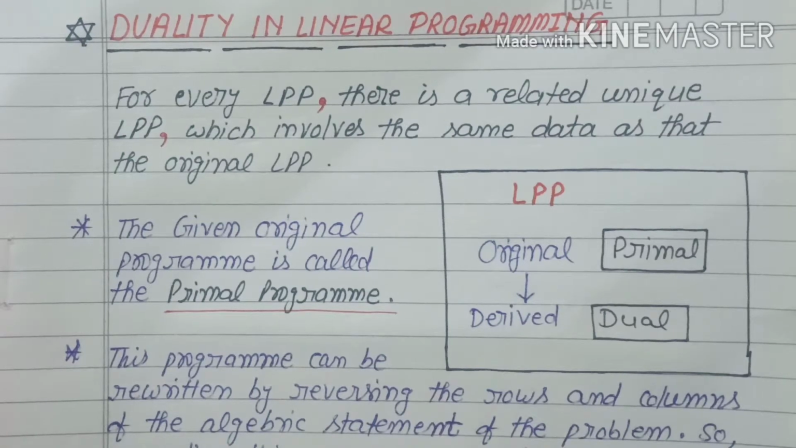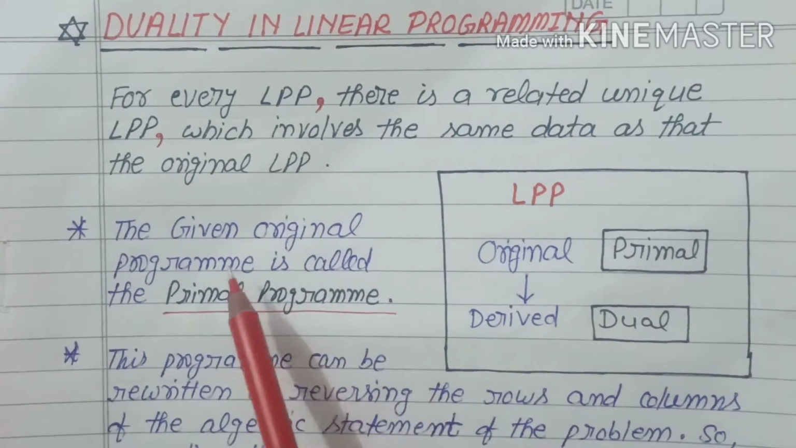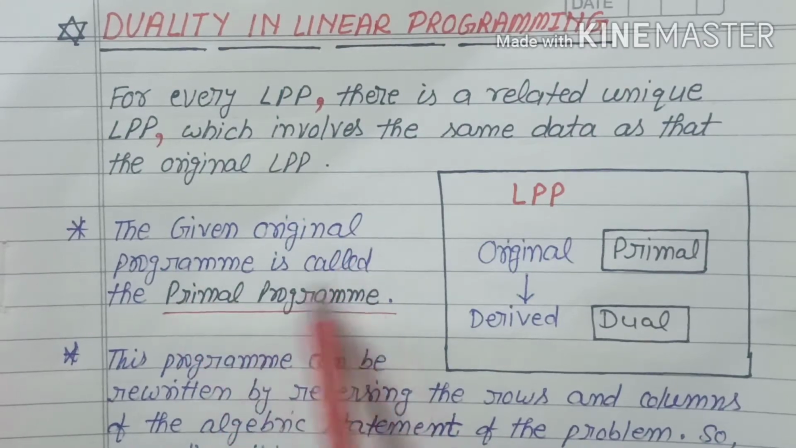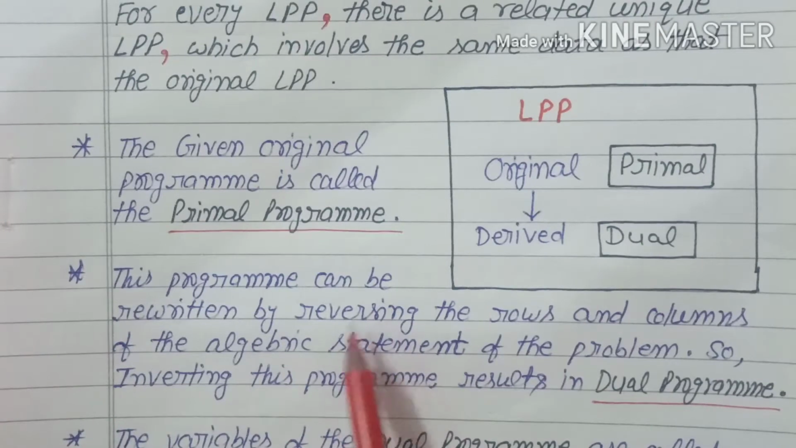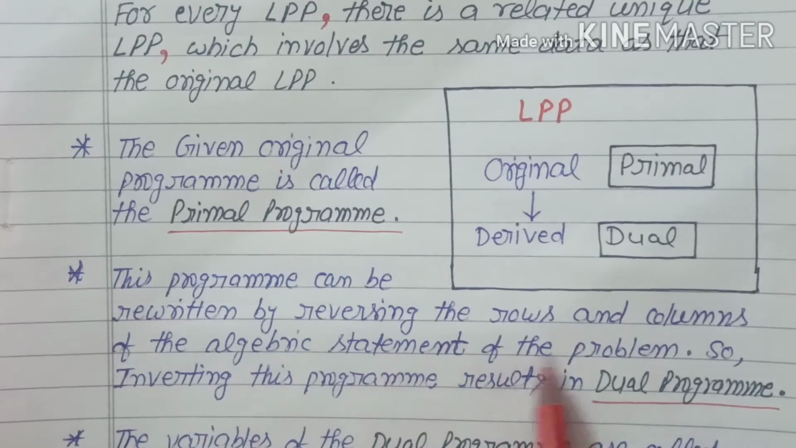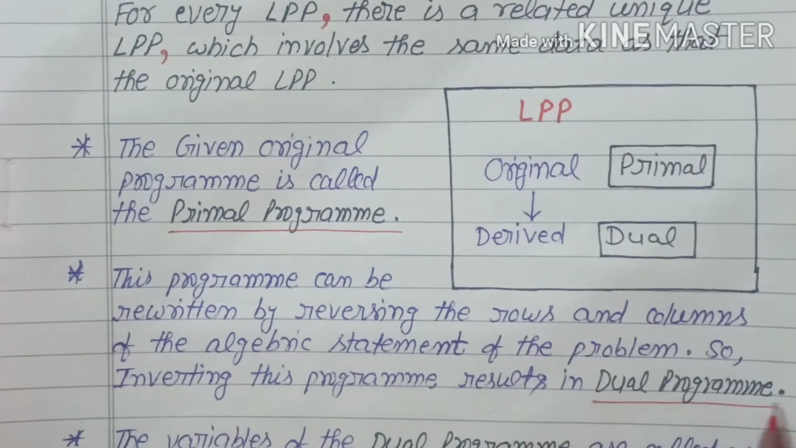For every LPP there is a related unique LPP which involves the same data as that of the original LPP. The given original program is called the primal program, and this program can be rewritten by reversing the rows and columns of the algebraic statement of the problem. So inverting this program results in a dual program.